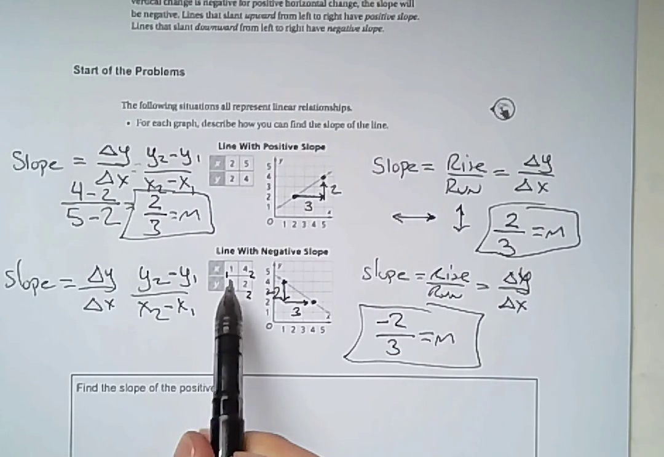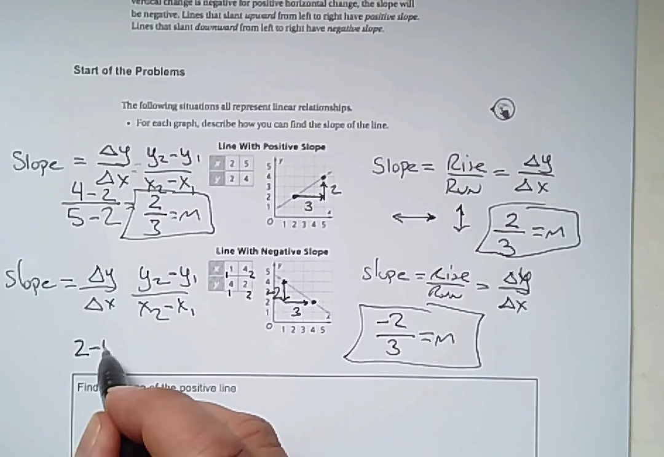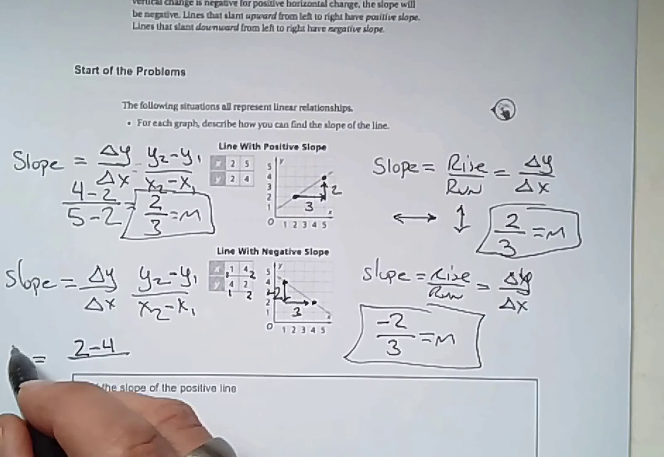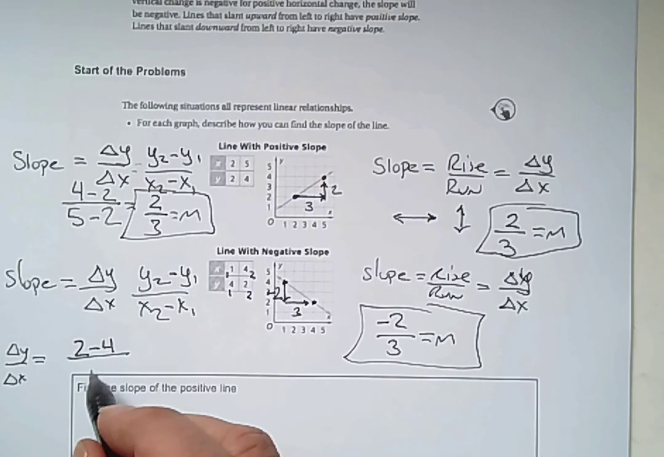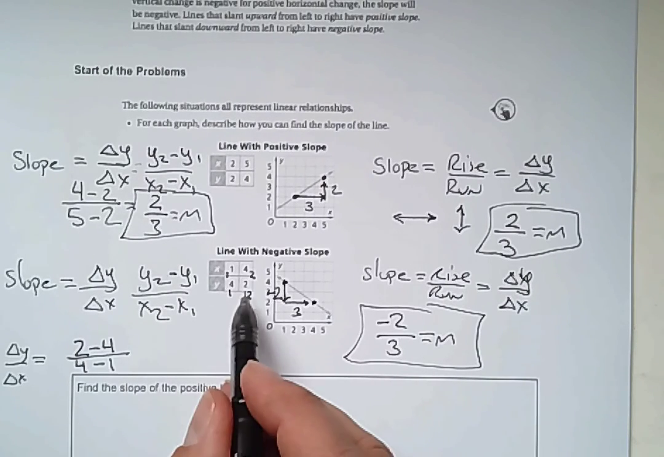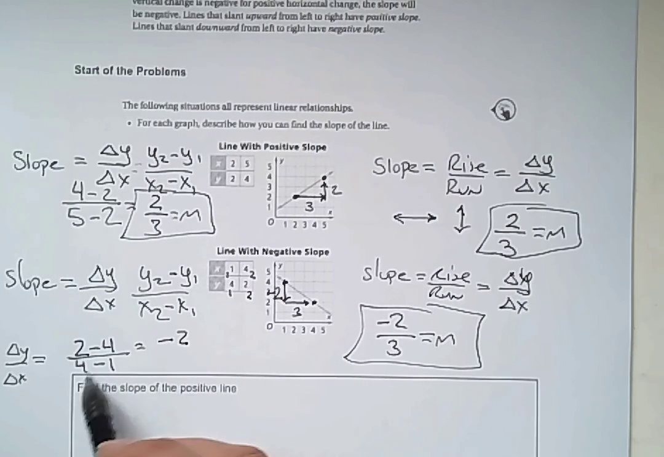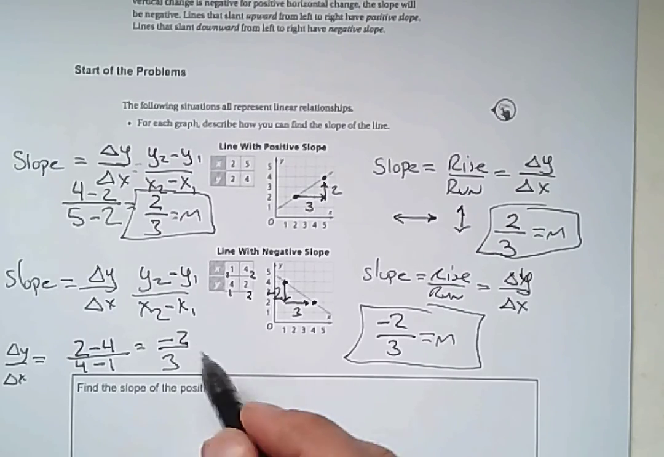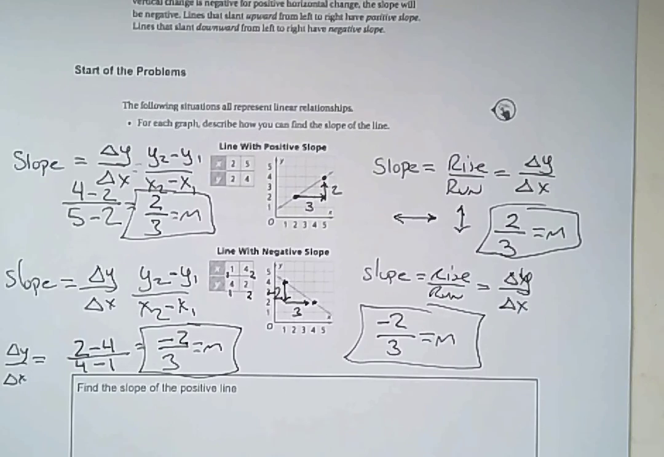So in this case, in our y's, it's going from 4 to 2. So change in y is 2 minus 4. And change in x is going from 1 to 4, so that's a change of 3. So again, going from 4 to 2, it's actually going down 2. And going from 1 to 4, it's going over 3. So again, our slope would be a negative 2/3.